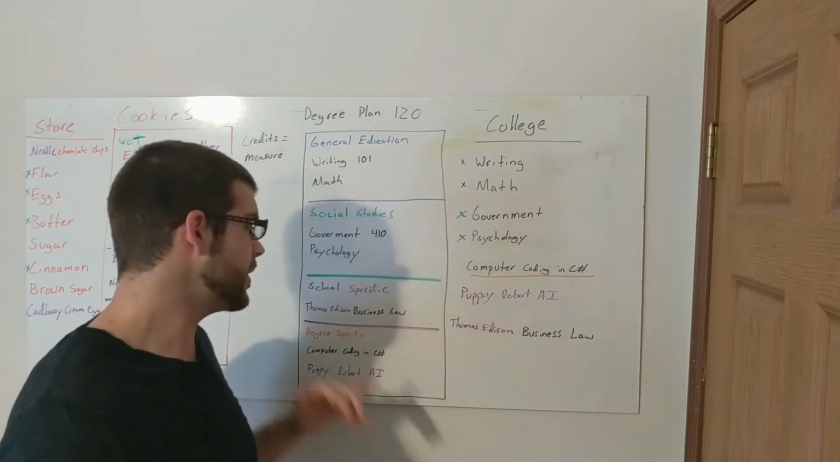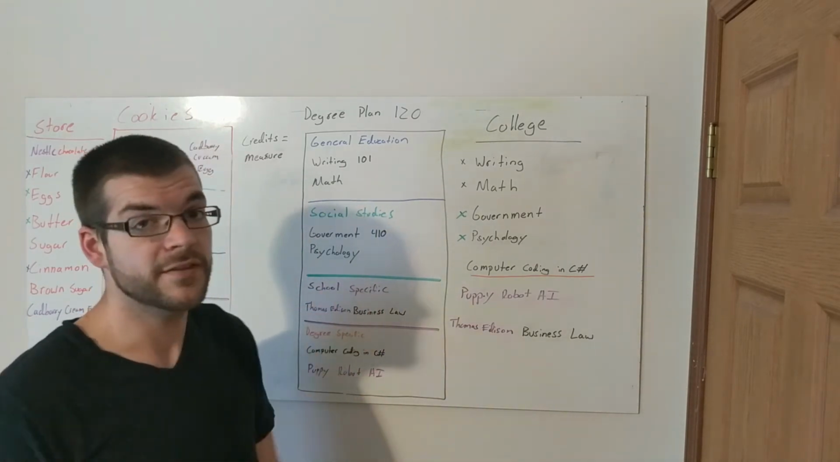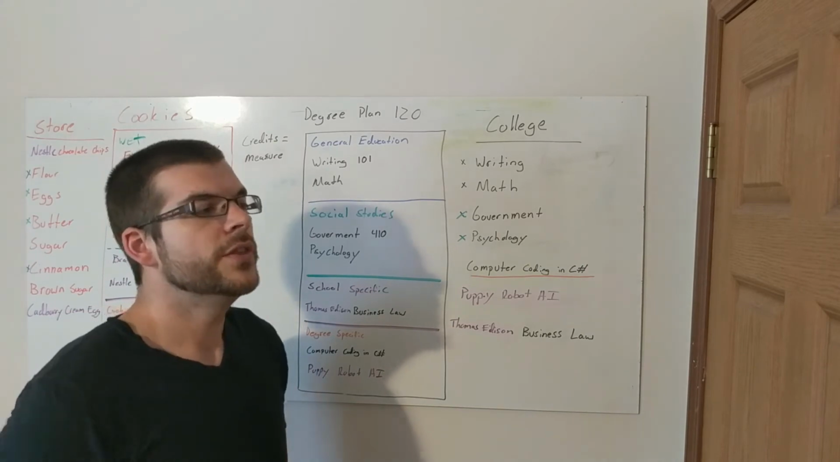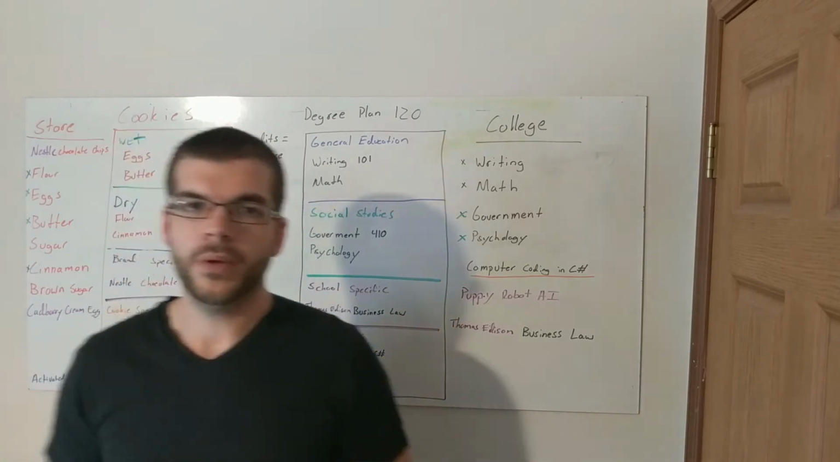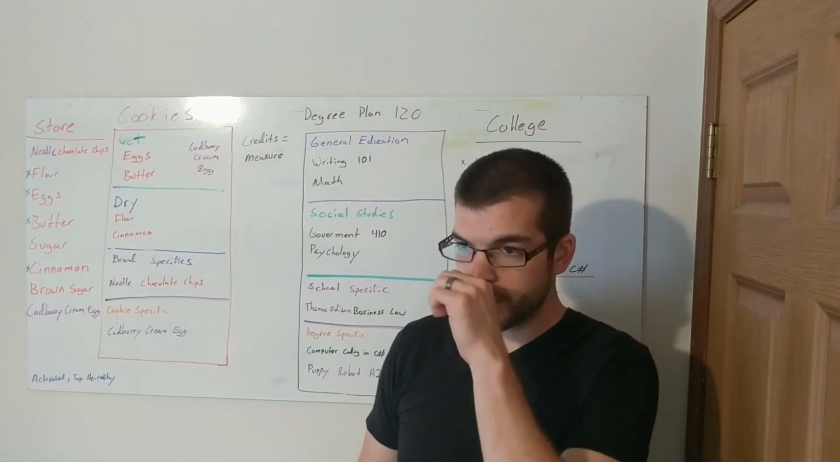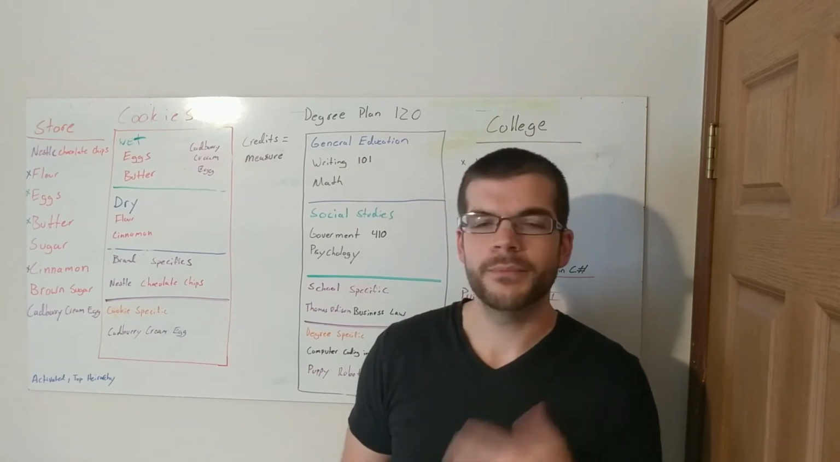The last thing I want to talk about is school specific. And so this harkens back to our example of Nestle and Toll House. So school specific is, pause.